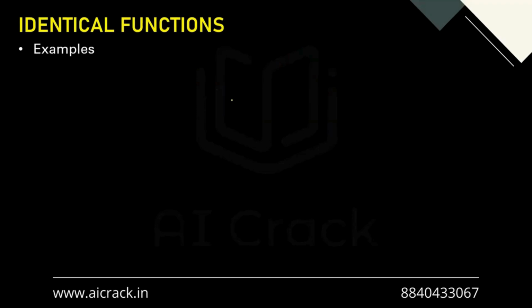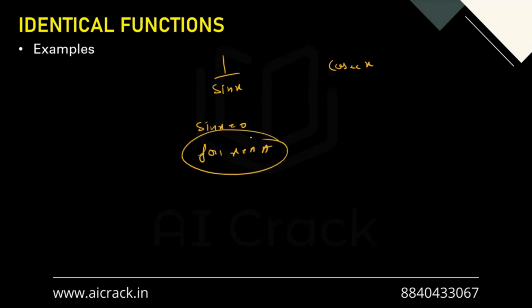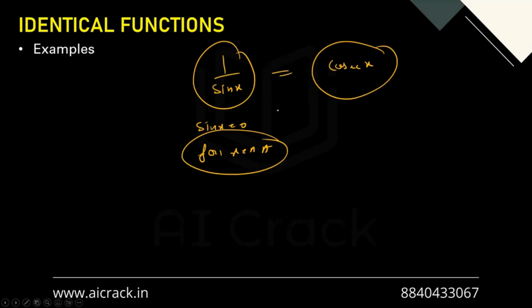Now let's take one more interesting example. We have 1 upon sine x and cosec x. We again have used them interchangeably a lot of times, but are they identical? Yes, in this case they are. Why? Because we know that sine x equals 0 for x equals n pi. So for x equals n pi, 1 upon sine x is not defined. Similarly for cosec x as well, for x equals n pi, cosec x is not defined. So in that case, these two are actually identical.